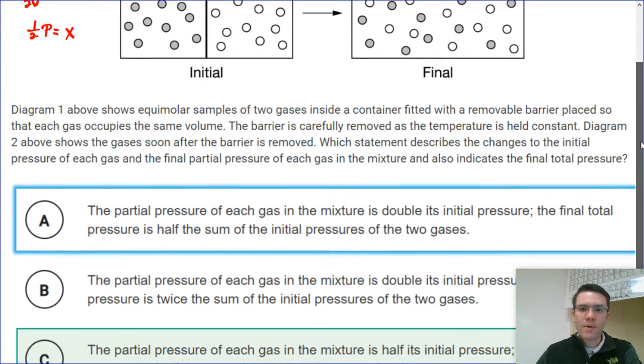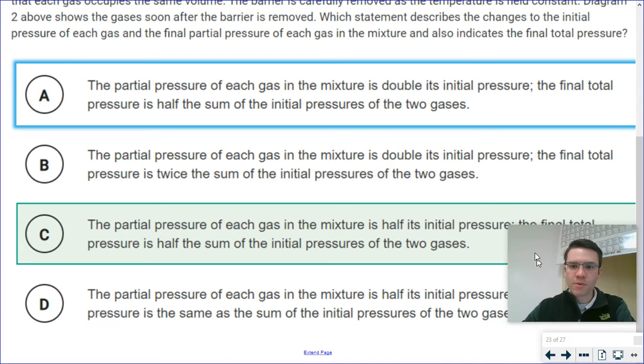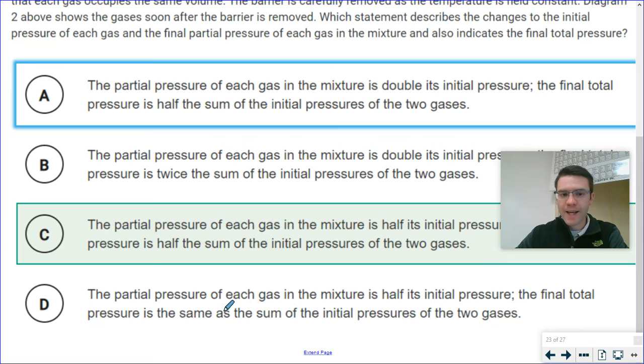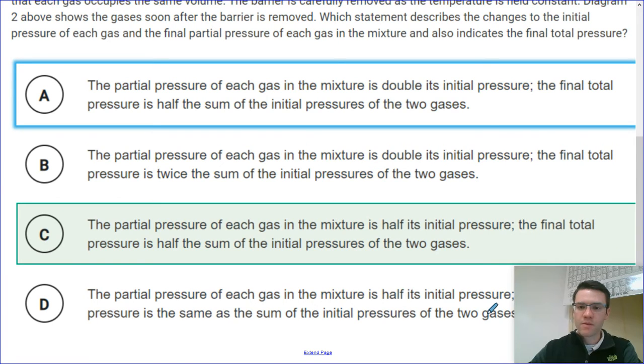So if we go through these, we'll just jump to our correct answer, C. C: the partial pressure of each gas in the mixture is half of its initial pressure. That's true. And the final total pressure is half the sum of the initial pressures of the 2 gases. That's correct as well. D is incorrect. D has the partial pressure as half the initial pressure, which is correct, and the final total pressure as the same as the sum of the initial pressures. That's incorrect. Both pressures decrease, and so the total pressure in the container, when they add together, will be less as well.